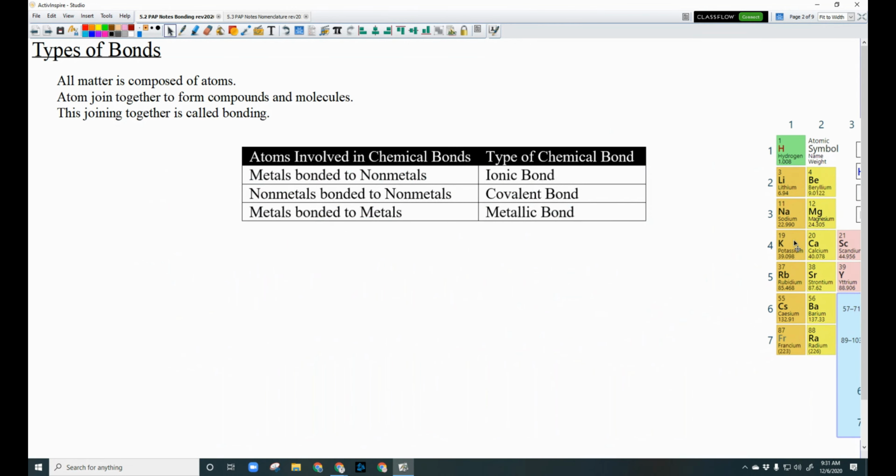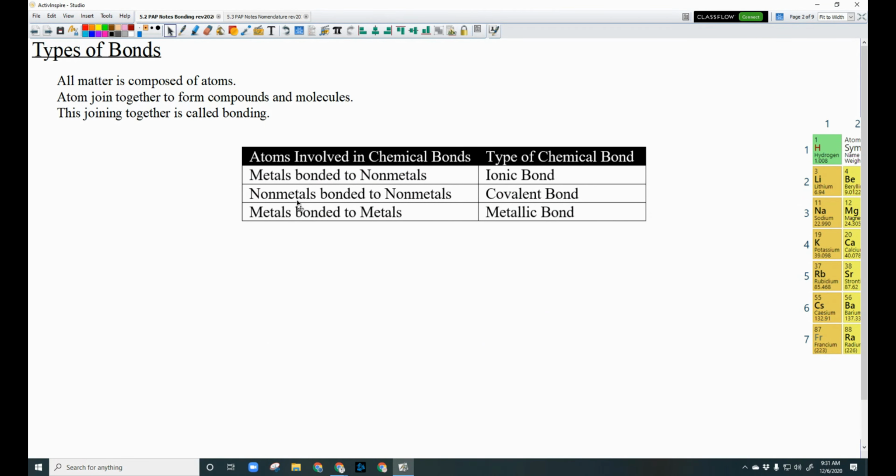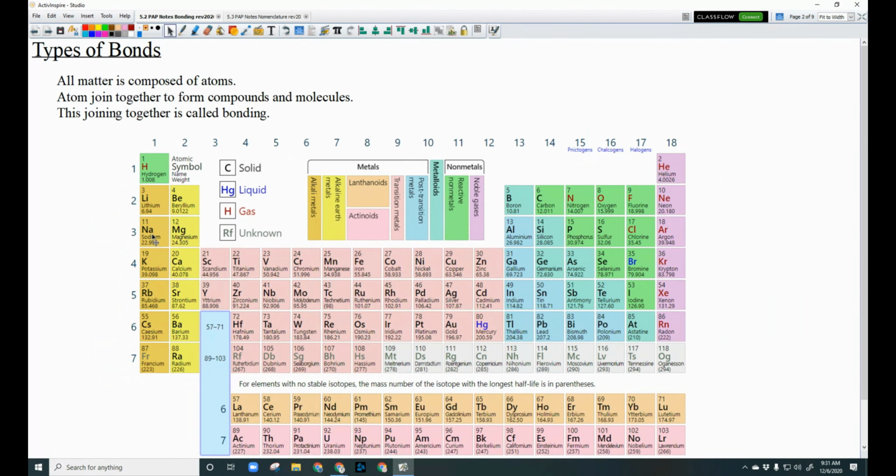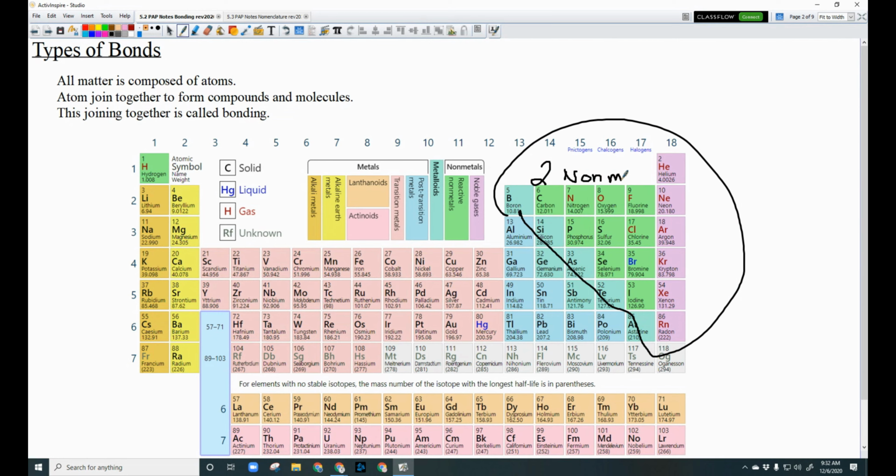And the next bonding that we're going to talk about is between nonmetals and nonmetals. So again, this is covalent bonding. This is when they're sharing electrons. So we're going to take 2 representatives from this side of the periodic table, and they bond together. Two nonmetals is covalent bonding.